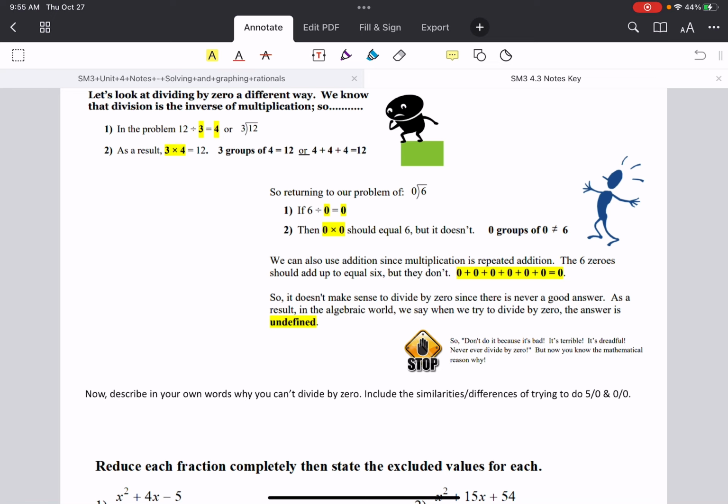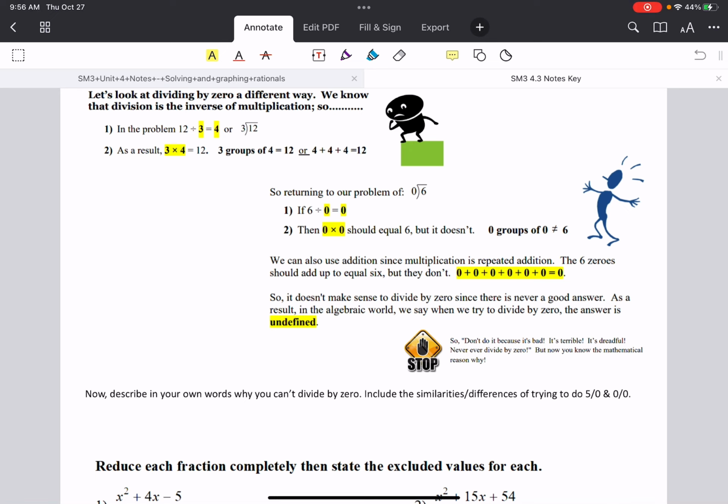But giving the answer 0 to a number divided by 0 doesn't work either, because if the answer is 0, then you have 0 groups of 0 numbers, and it just makes absolutely no sense. I agree. Does everyone agree with that?